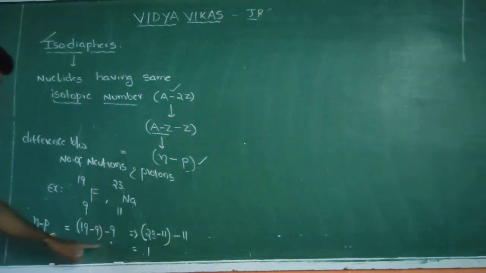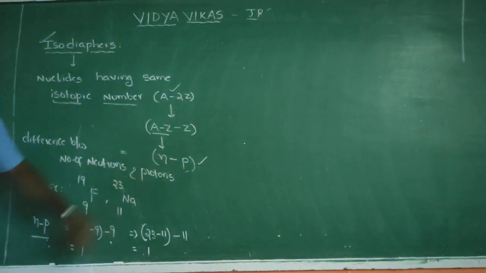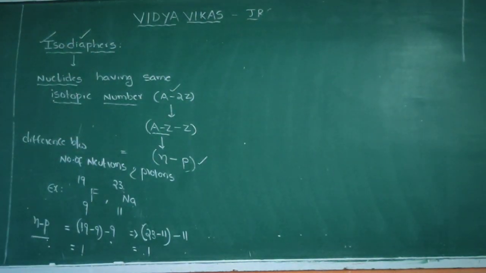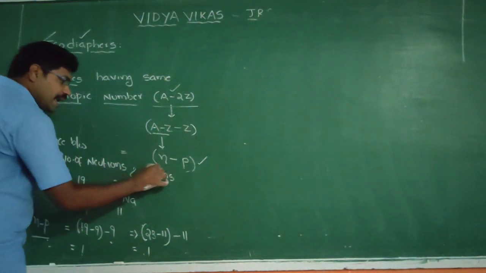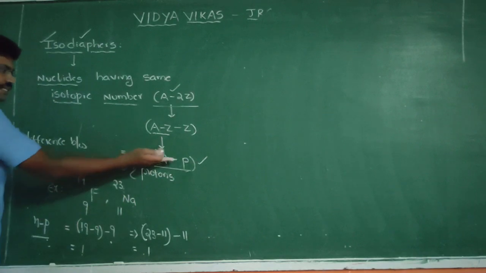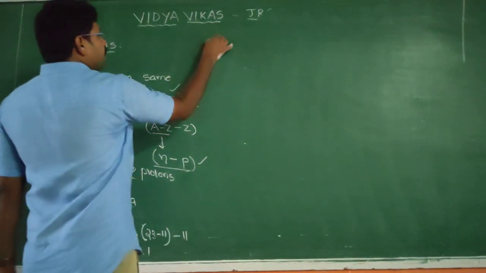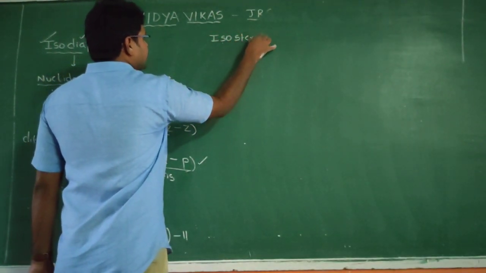So, same n minus p or same A minus 2Z, those species, those nuclides, we simply call isodiaphers, dear students. Very important one from the objective point of view. Isodiaphers: same isotopic number A minus 2Z, or the same difference in number of neutrons and protons, keep in mind. And students, now let me come to another important definition, isostats.